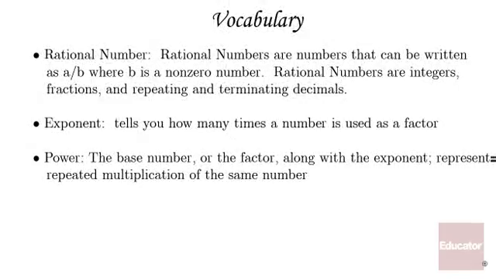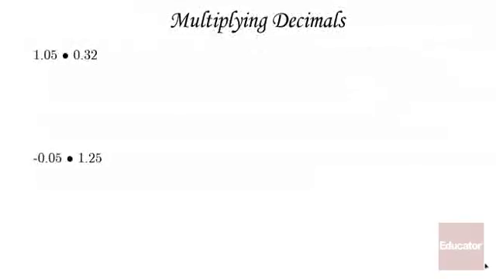A rational number, remember, is a number that can be written as a over b, where b is a non-zero number. Rational numbers are also integers, fractions, and repeating and terminating decimals. An exponent tells you how many times a number or a base is used as a factor. And a power includes the base or the factor along with the exponent and represents repeated multiplication of the same number. You can review exponents and powers in the previous lesson about exponents.